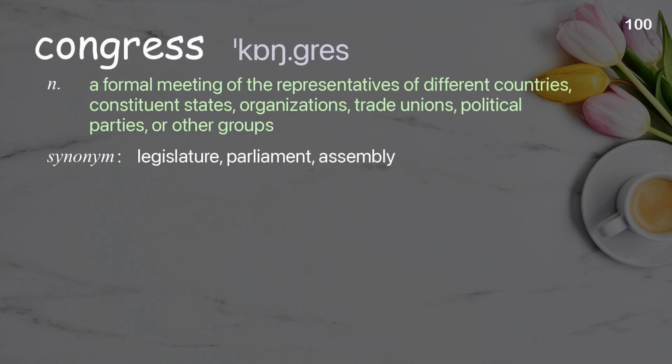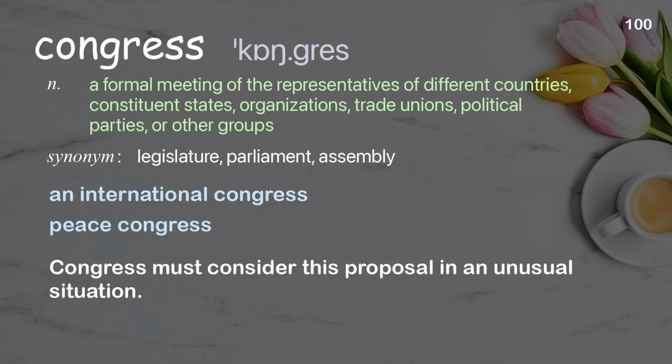Congress: A formal meeting of the representatives of different countries, constituent states, organizations, trade unions, political parties, or other groups. Examples: An international congress. Peace Congress. Congress must consider this proposal in an unusual situation.